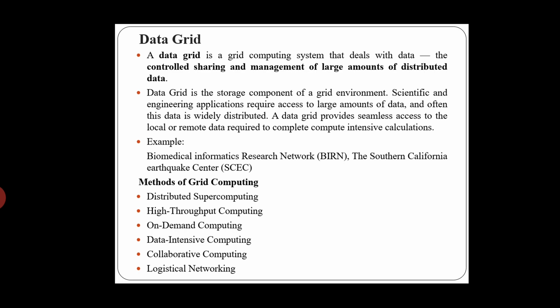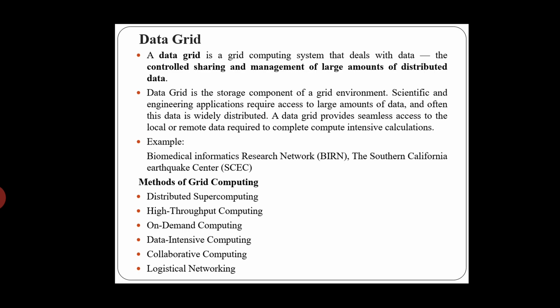In scientific and engineering applications, access to large amounts of data is required, and often this data is widely distributed. A data grid provides access to local or remote data required to complete compute intensive calculations. For example, the Biomedical Informatics Research Network and the Southern California Earthquake Center are examples of data grids.